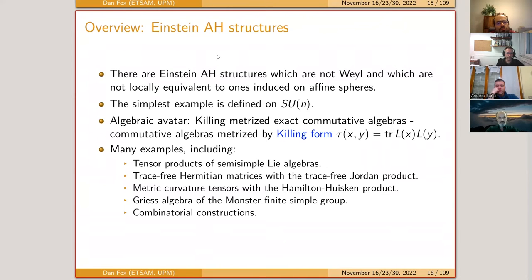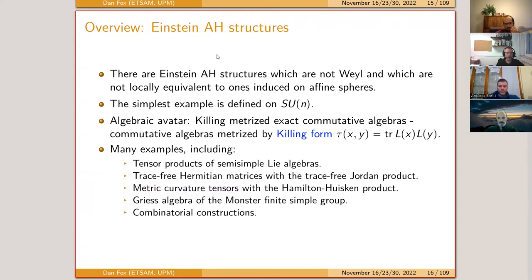And there's something special about the A series of Lie algebras in this context. So one shouldn't go looking for examples on orthogonal groups. In the purely algebraic context, they specialize to looking for commutative algebras. Exact means that the trace of the left multiplication endomorphisms is always zero. So this is like unimodularity of a Lie algebra. And the invariant metric is actually given by the Killing form. So these examples in general are neither Weyl nor locally equivalent to affine spheres.